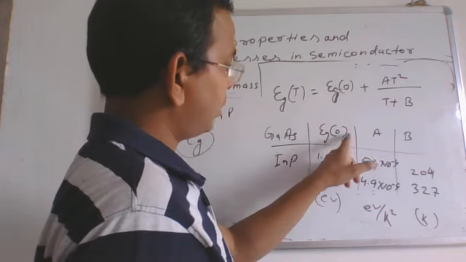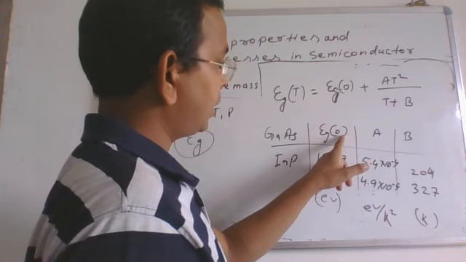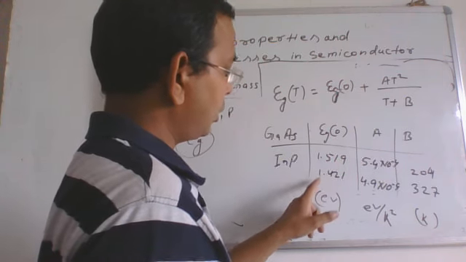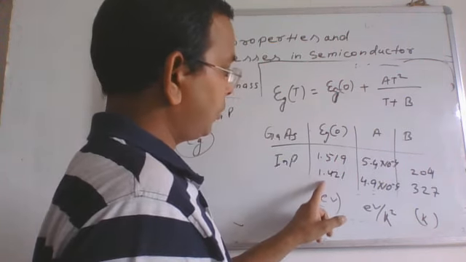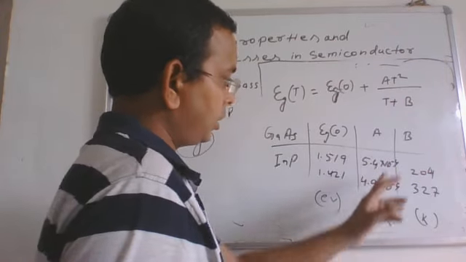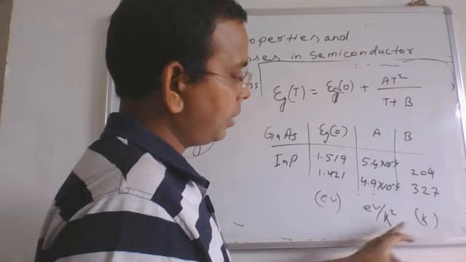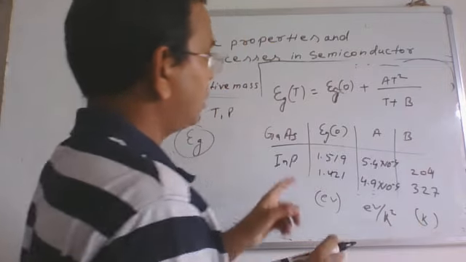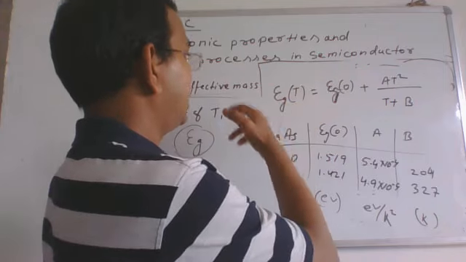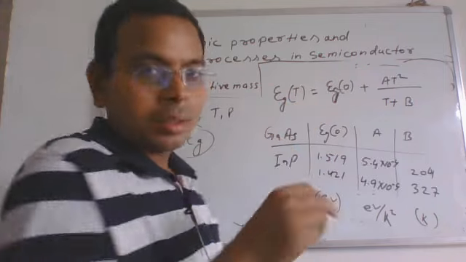So Eg0 is the energy gap at absolute zero Kelvin. The value is 1.5 electron volt for gallium arsenide, and for indium phosphide it is 1.42. Alpha and beta are the constants; their units are electron volt per Kelvin, and Kelvin. So this is the dependence of the energy gap on temperature.